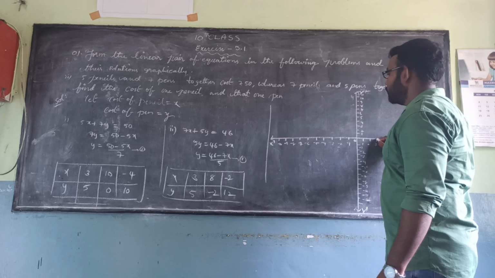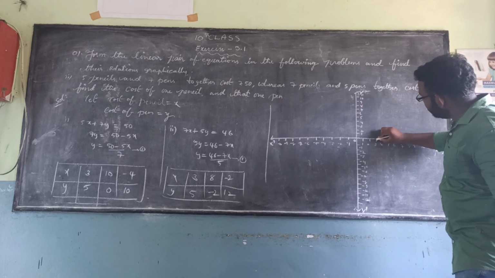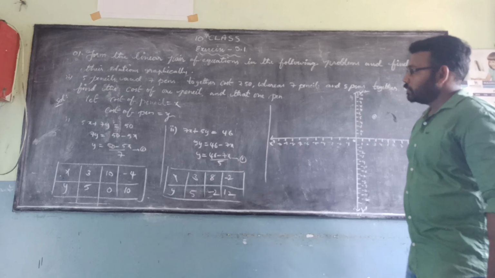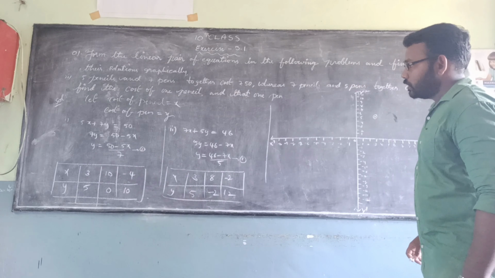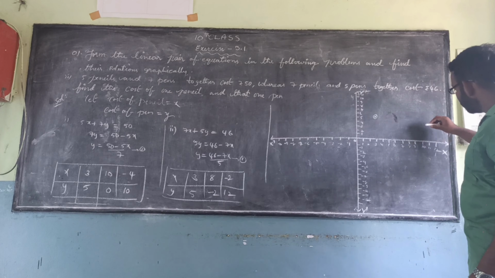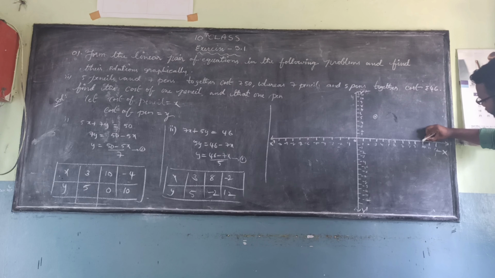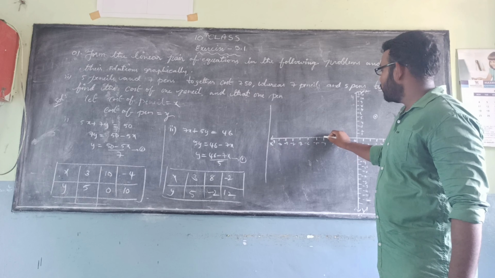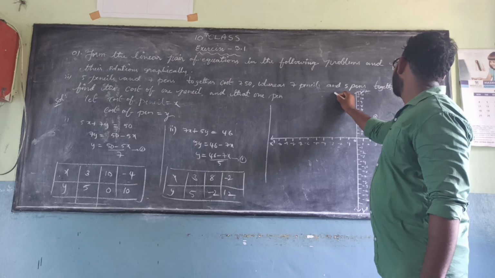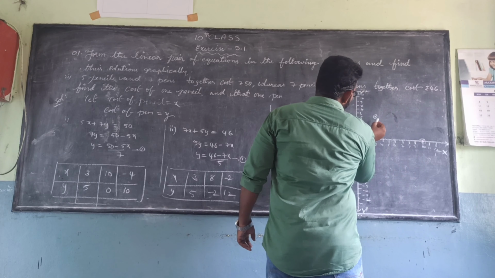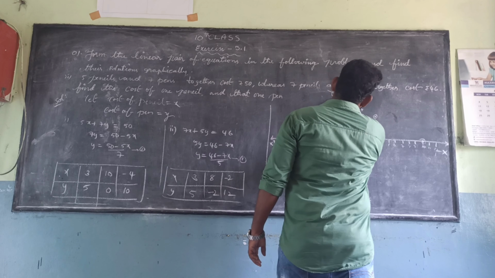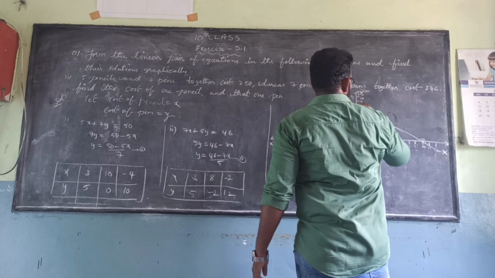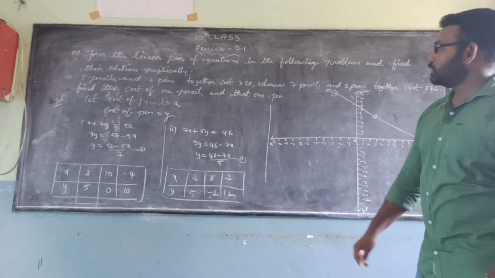So here, first of all, the x coordinate is 3, so we take it here, and the y coordinate is 5. So the point exists here. And then x coordinate is 10 and y coordinate is 0. That means the point exists here. And here x coordinate is minus 4 and y coordinate is 10. The point exists here. If you draw a straight line, it goes in this way. This straight line represents the first equation in the graph.